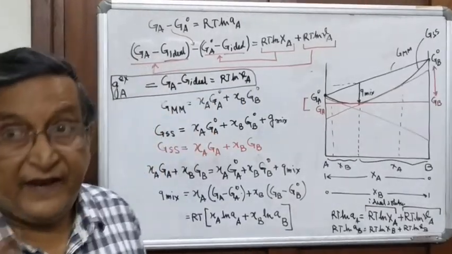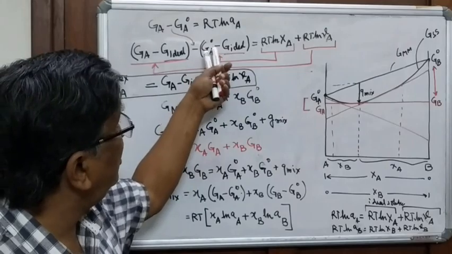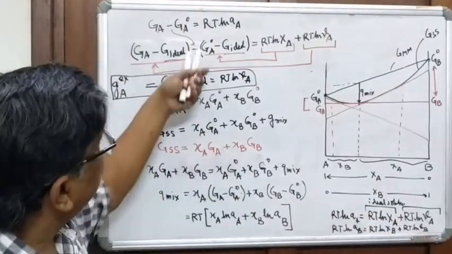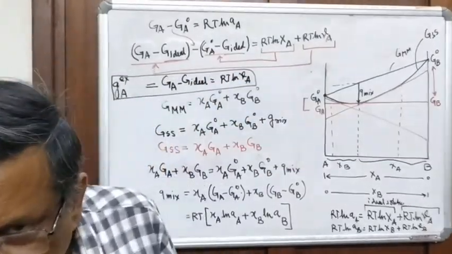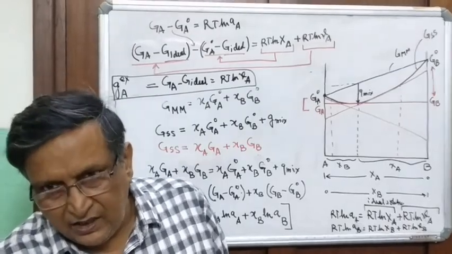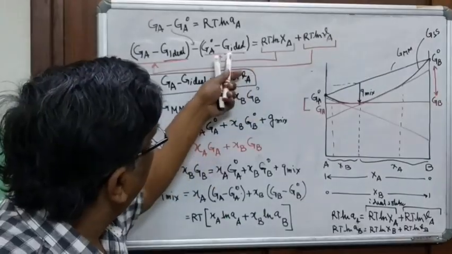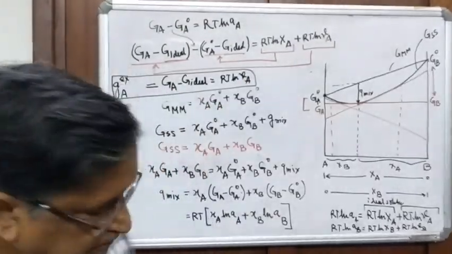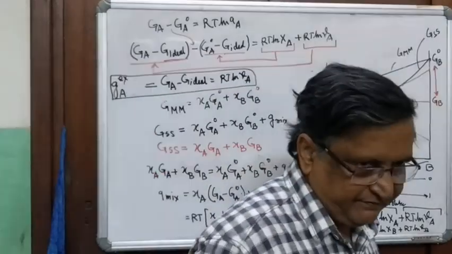Only for a pure phase, XA equal to 1, will this term GA0 minus G ideal be equal to 0. That means GA0 is equal to G ideal. GA0 is equal to G ideal will happen only when RT ln XA is equal to 0 for a pure phase. So this is what we have.